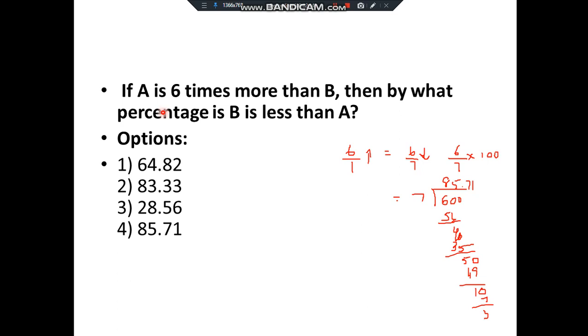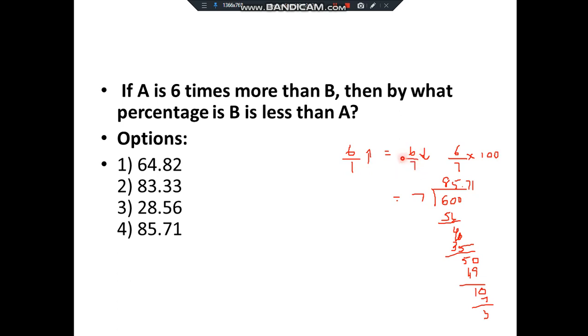In other questions, 20% means we'll convert it into a fraction number, right? So 6 times more means 6 by 1. Okay, keep it like that fraction. So use the same concept. Since it is an increase, we'll have to find the decrease. So keep the numerator as such, and since it is an increase, add both the numerator and denominator, and we get 7 for the denominator on the right hand side.